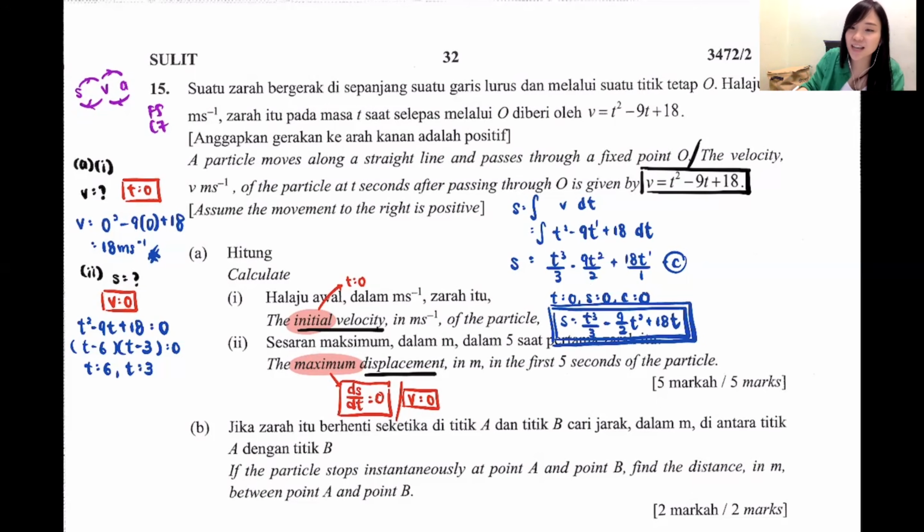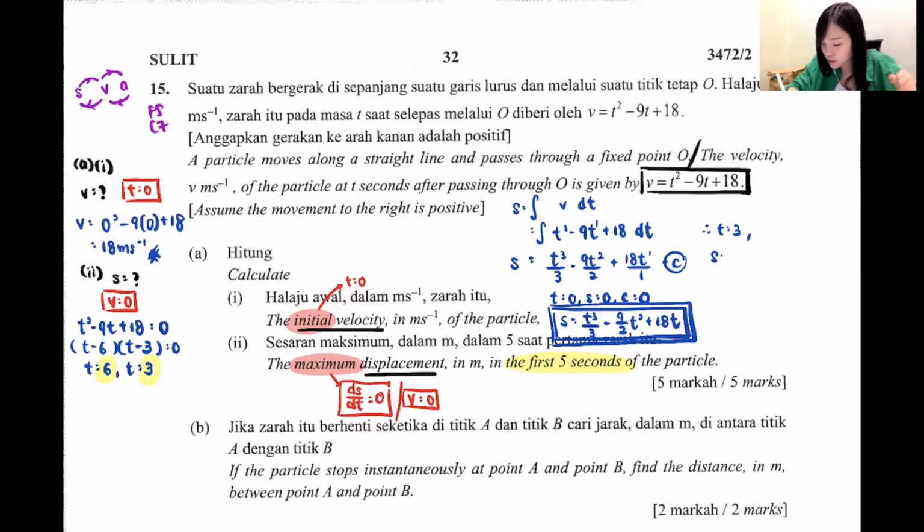So after I get my S equation, now what will I do? I will sub the T inside. Which T should I sub? Do you guys realize that you got 2 T answers? One is 6, one is 3. Which one should you sub? You look carefully at the question. The question says they want to find the maximum displacement that happened in the first 5 seconds. So based on the 2 answers, one is 6 seconds, one is 3 seconds. Which one happened in the first 5 seconds? 3. So you will only do the 3.